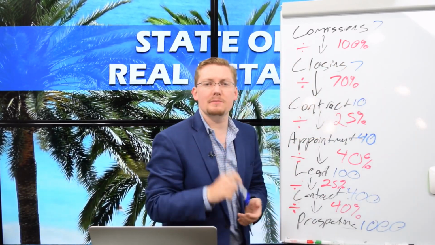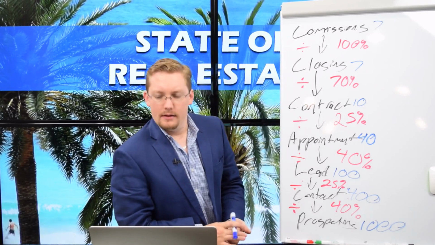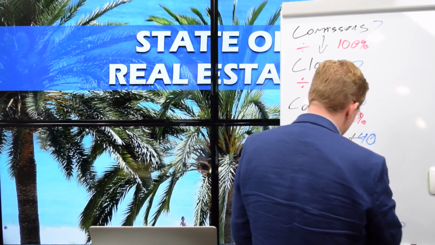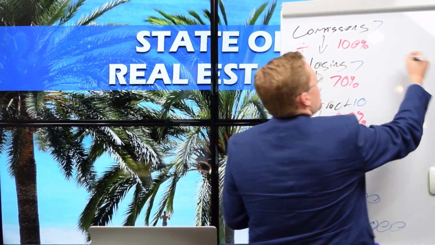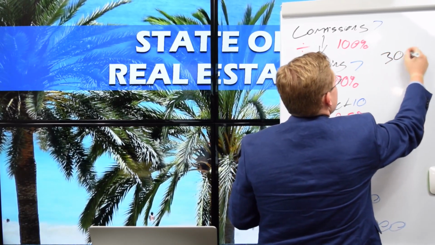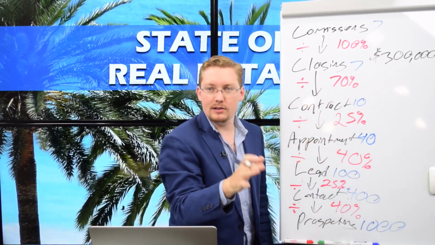And now let's put some numbers behind this again. So let's say we'll do a little quick math over here on the side for figuring out commission. So let's say our average home price is, we'll say $300,000. And again, this is going to vary based on your market, the market that you're in.